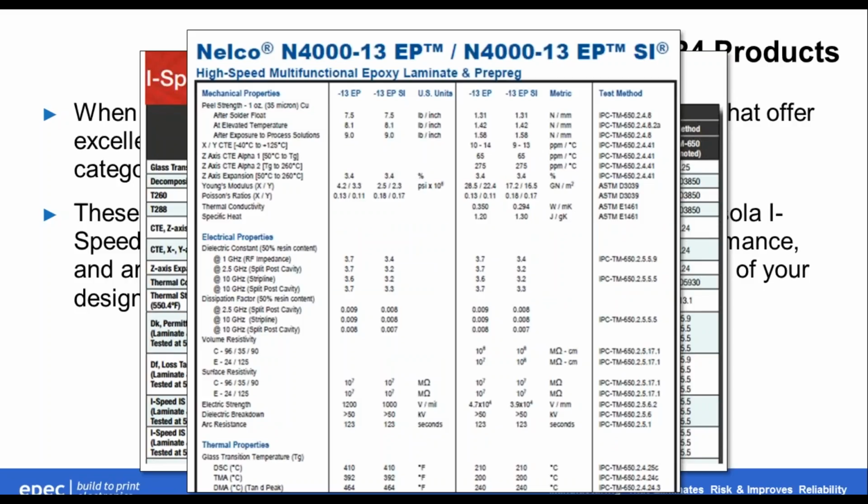And again, this is Melco 4000-13. Same story. These dielectric constants are in the mid to low 3s, and then the dissipation factors are around between 7 and 9. So again, that's good stuff for signal integrity.